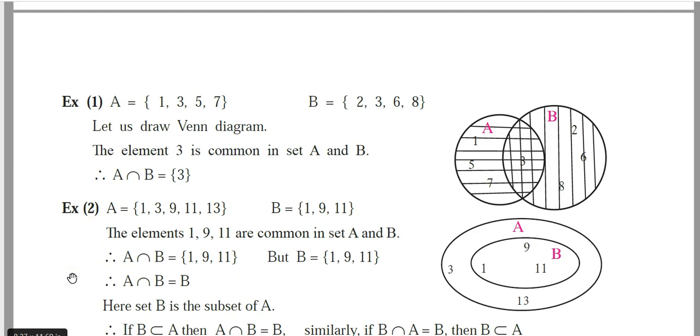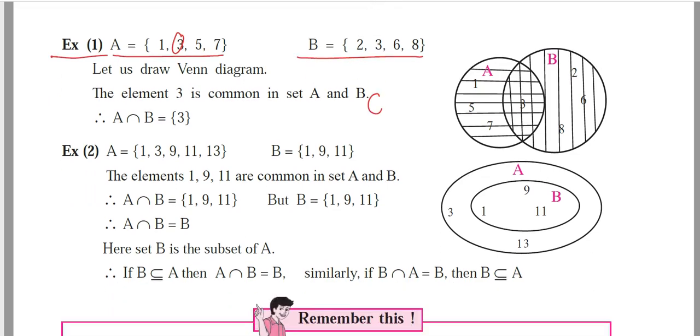For example number 1, A is equals to {1, 3, 5, 7} and B is equals to {2, 3, 6, 8}. मग या दोघांमध्ये कॉमन एलिमेंट काय तर 3 आहे. Therefore, A intersection B is equals to {3}. The element 3 is common in A and B. We draw the Venn diagram.